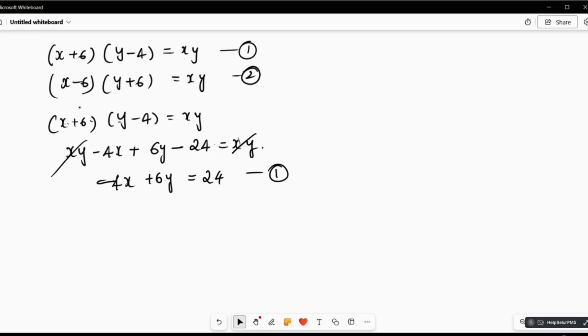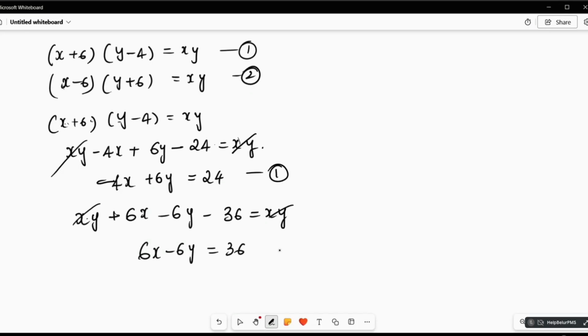First equation. Second equation: x into y plus 6x minus 6y minus 36 is xy. So 6x minus 6y is equal to 36. Second equation. Now solve for x and y. How much will you get? x is 25, y is 19 hours.